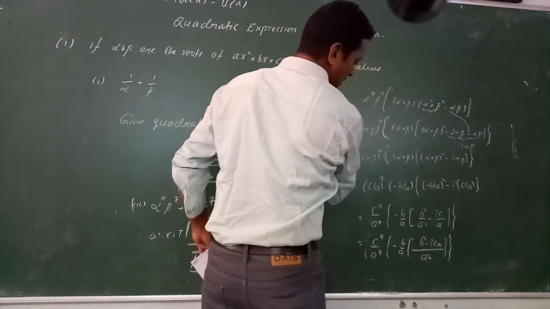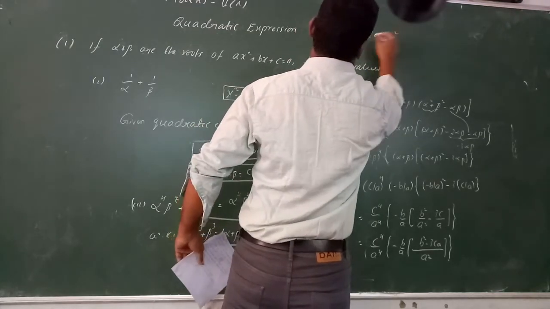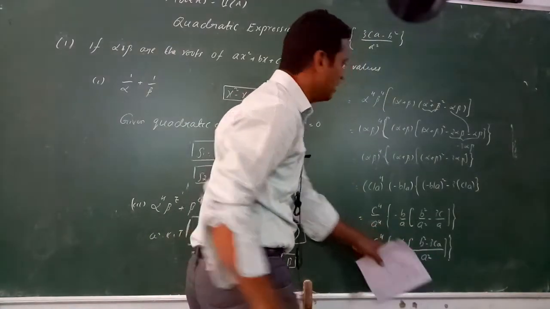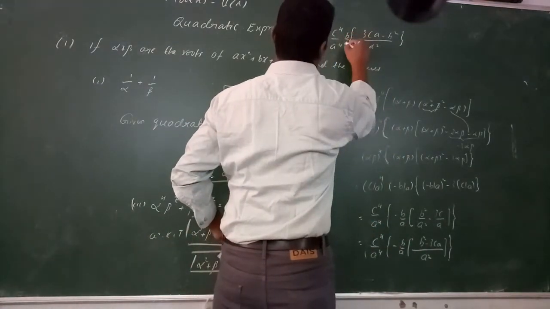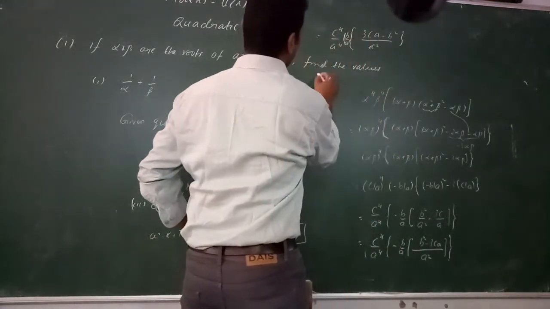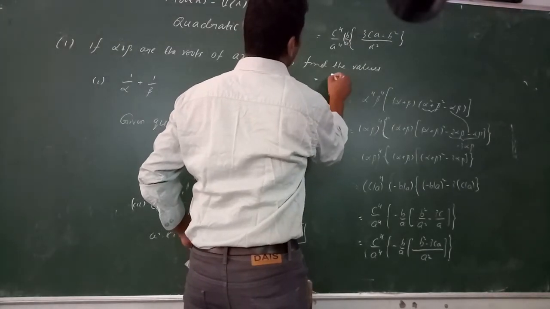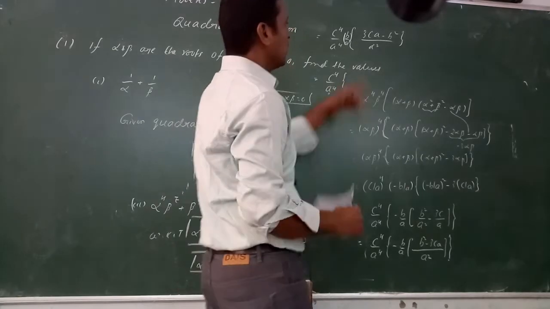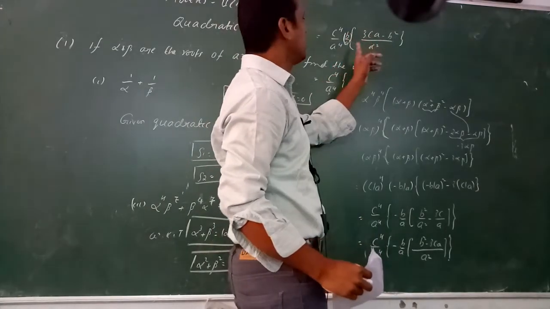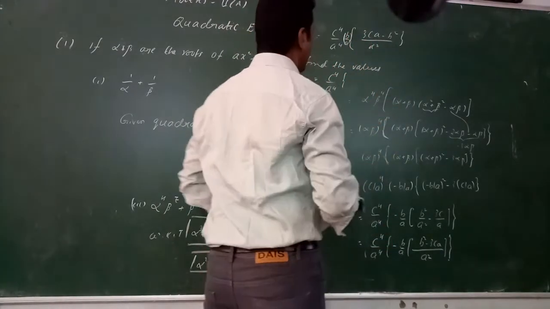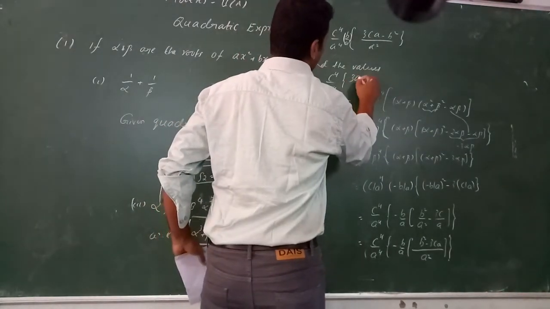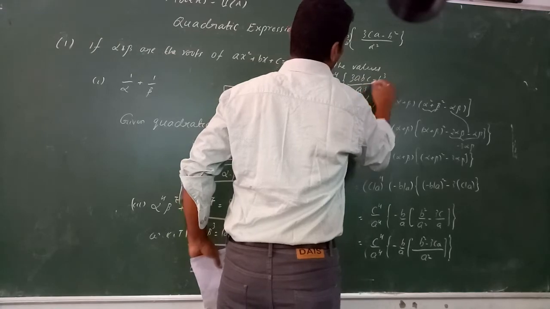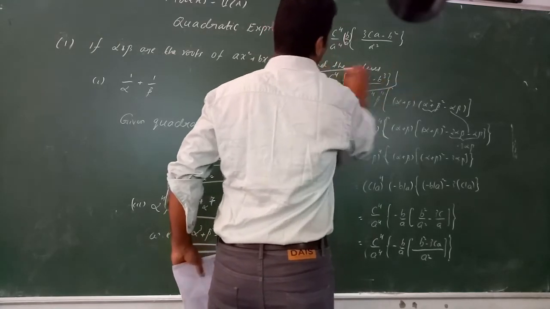3ac minus b square by a square into b by a. So what is before? b by a. So that is equal to c power 4 by a power 4 into b applying of the numerator, a applying of the denominator. So finally, 3abc minus b cube by a cube. This is it. Final.